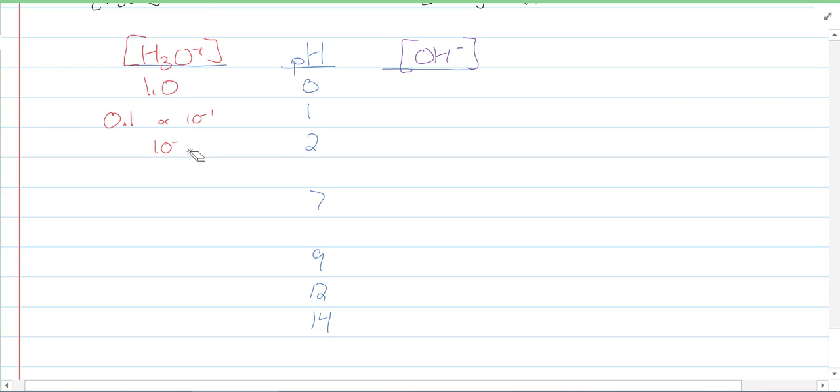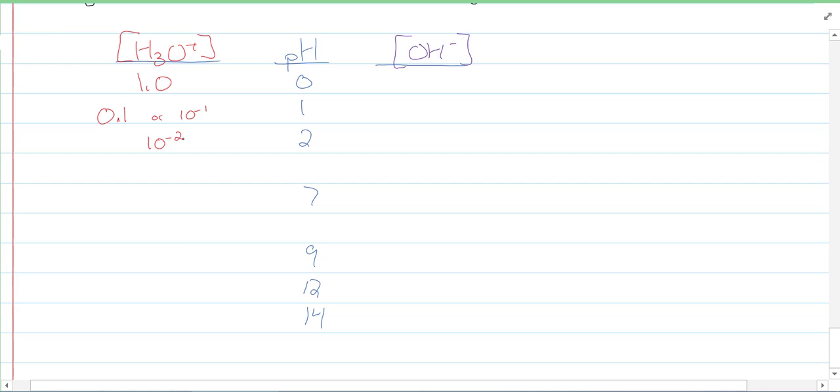10 to the negative 2, or 0.01. This is 10 to the negative 7th molar. 10 to the negative 9th molar. 10 to the negative 12th molar. 10 to the negative 14th molar. So it's a 10 times increase or decrease each way.